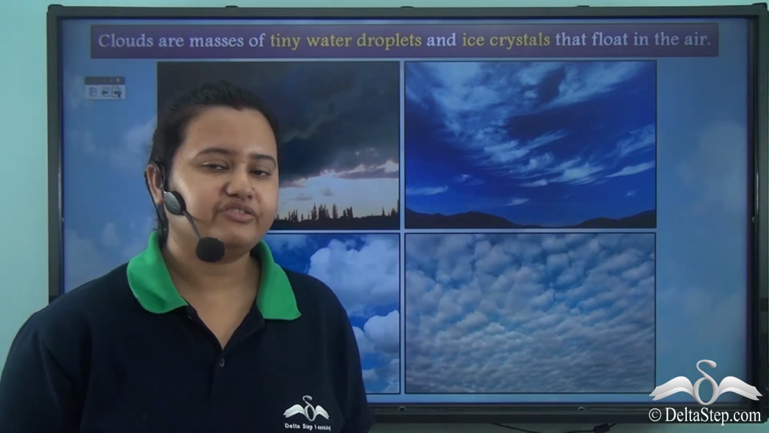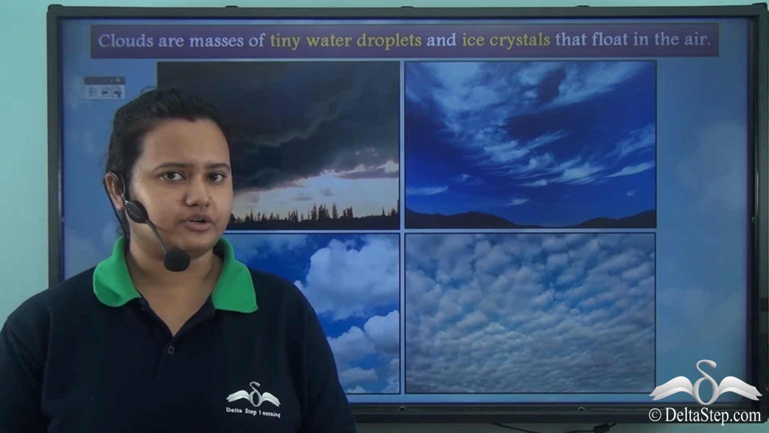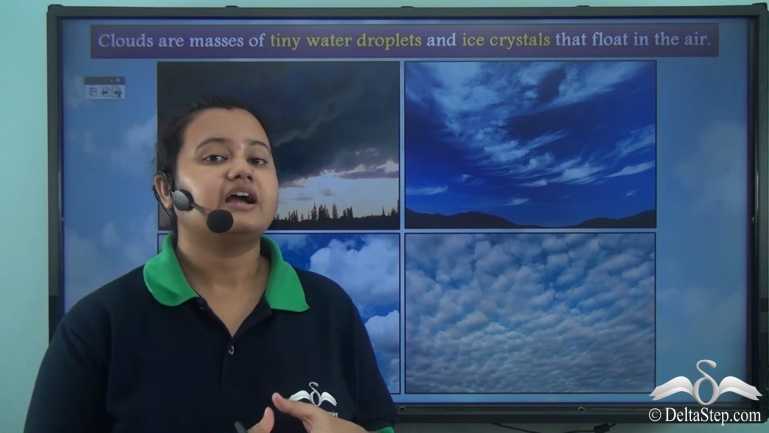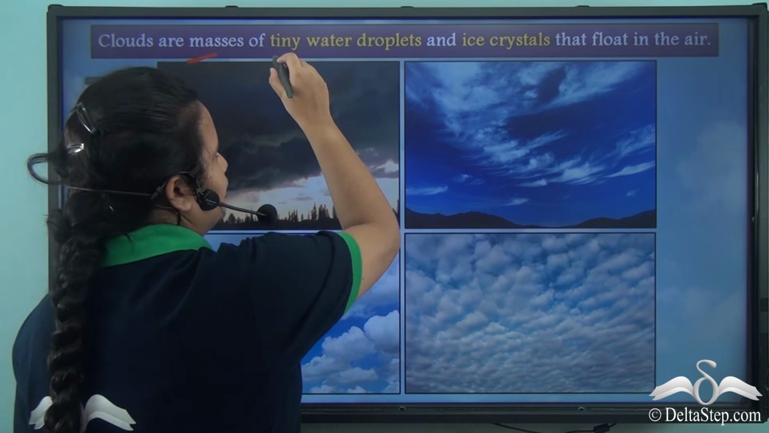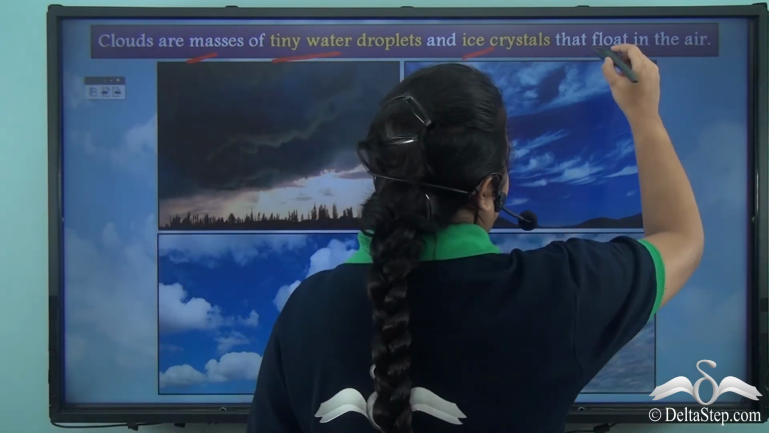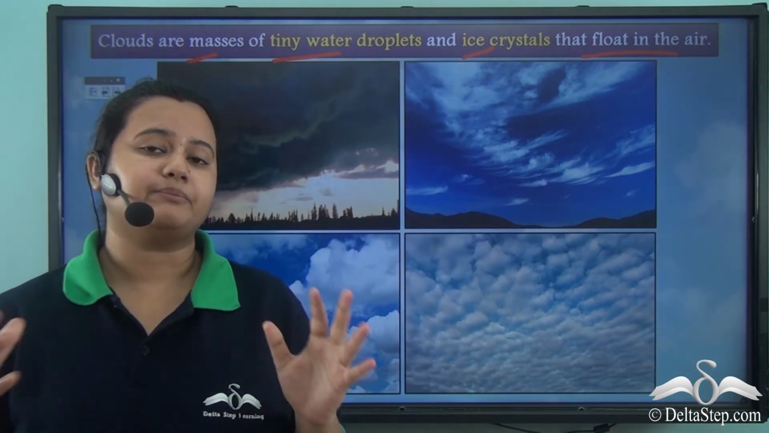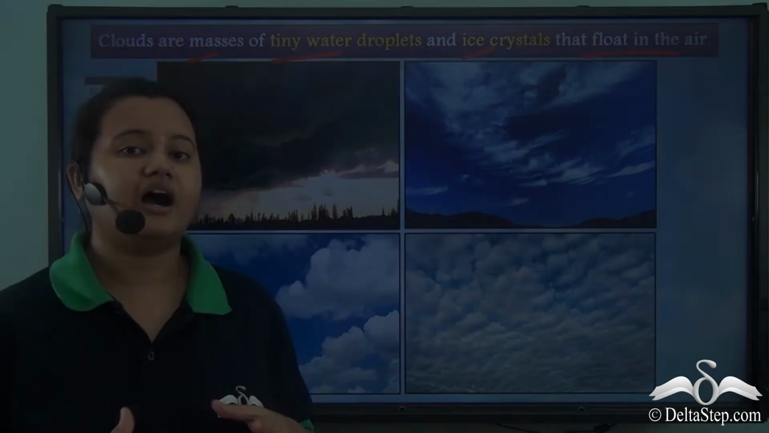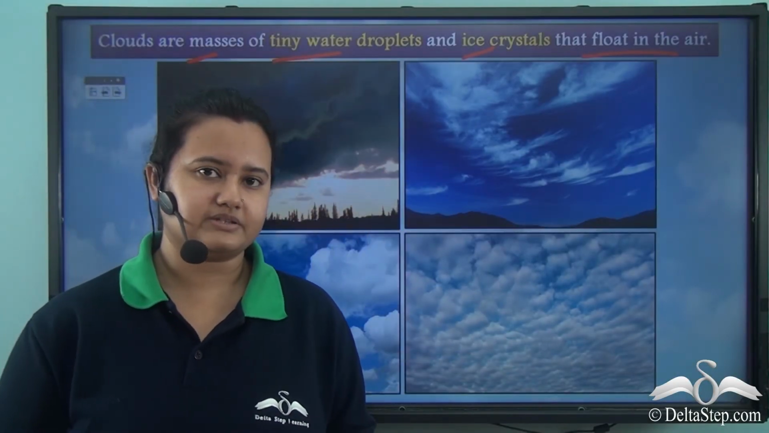So in the previous video, we read how clouds are formed in nature. Now what are clouds? Clouds are masses of tiny water droplets and ice crystals that float in air. Now ice crystals are formed when the temperature is very low. Otherwise, clouds are formed from tiny water droplets.